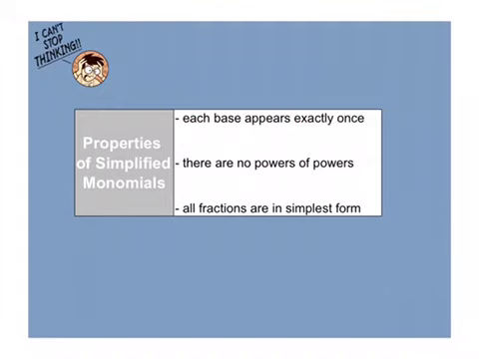A question I get a lot of the time is, how do I know I'm done with the problem? You know you're done with the problem when each base appears exactly once. You have one x, you have one y, you have one coefficient. When there are no powers to a power, so you don't have 2 exponents next to each other, and when all of the fractions are in simplest form. If you have all those 3 things done, then you know you are done with that problem.